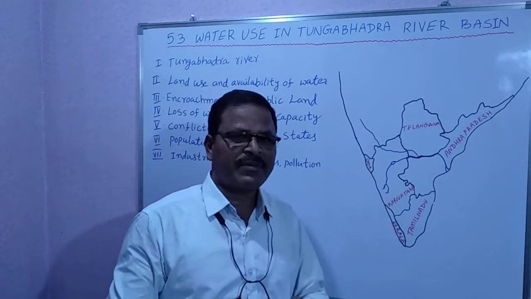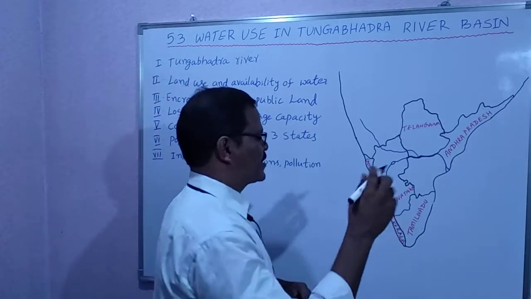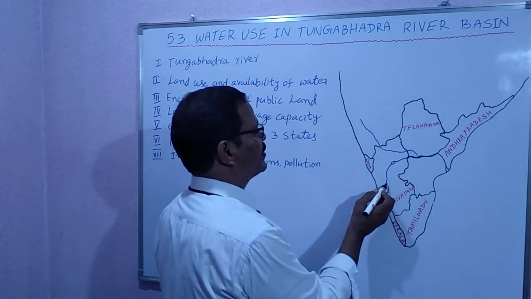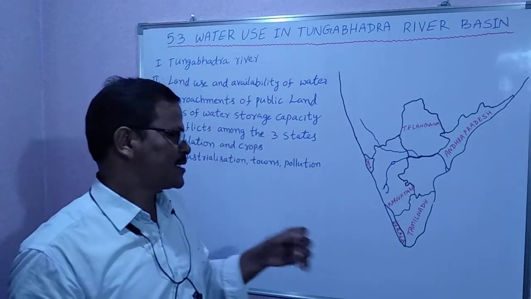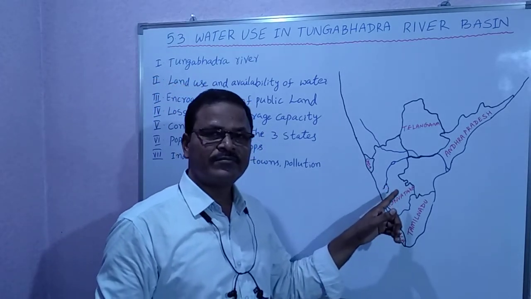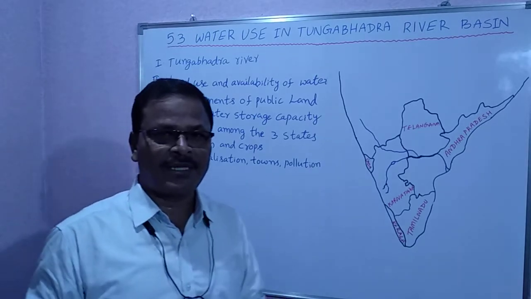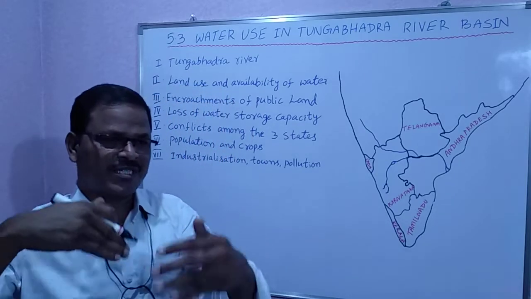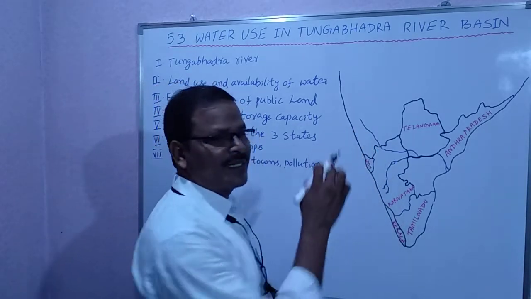After passing some kilometers, both the rivers join together near here. This is Kodli in Shimoga district. Both the rivers, Tunga and Bhadra, joined at Kodli. After joining, it is called Tungabhadra.